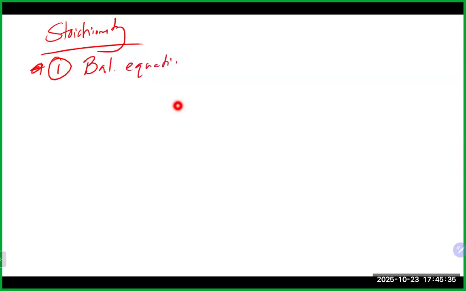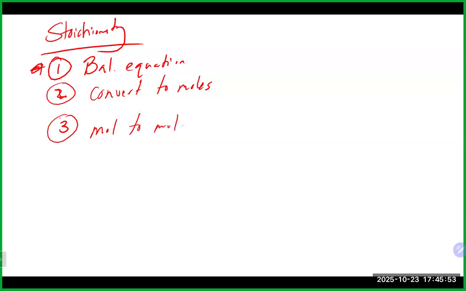Remember that obviously it does not work if you are not starting with a balanced equation. You then want to take whatever they give you and convert it to moles. You then want to use the mole to mole relationship from the equation. Remember, that is really just our coefficients. And you want to find, obviously, whatever they gave you and whatever you're trying to find are the two things you want to look at.